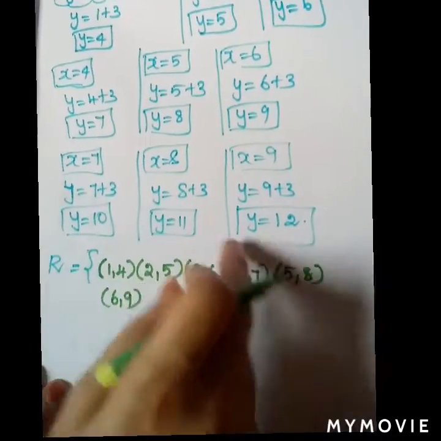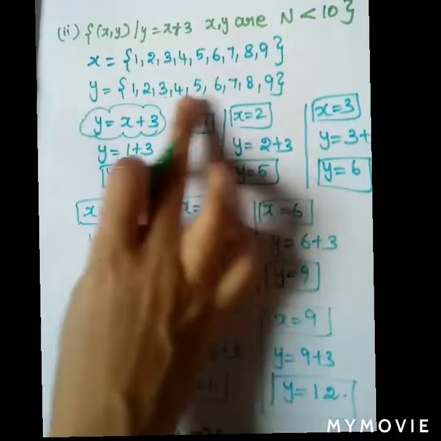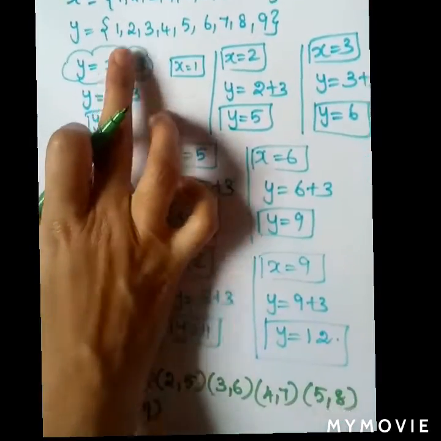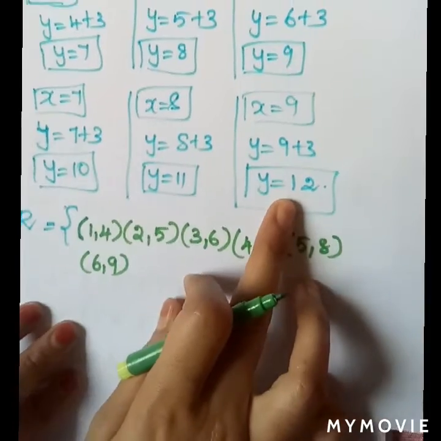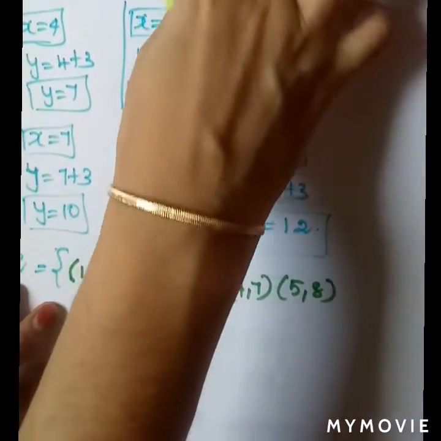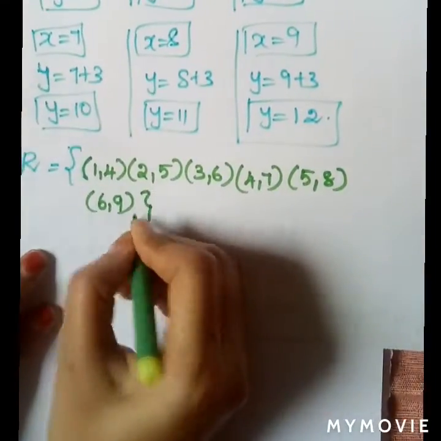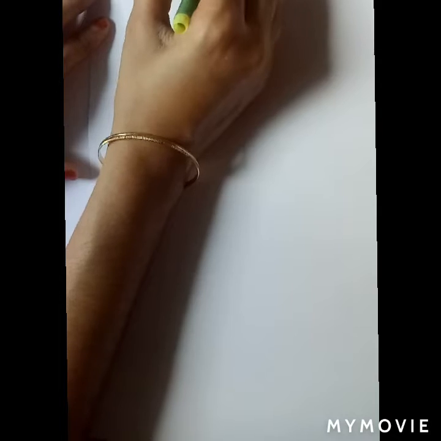After this, we get y value 10, 11, 12. Because the three values are not satisfying in the y set. These three values are not satisfying in y set. Because 10, 11, 12 is more than 10. So no need to write more than 10 values. So write till 9. This is what our roster form.